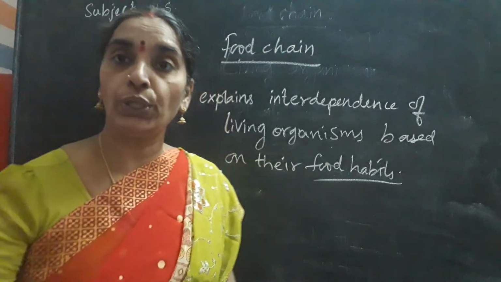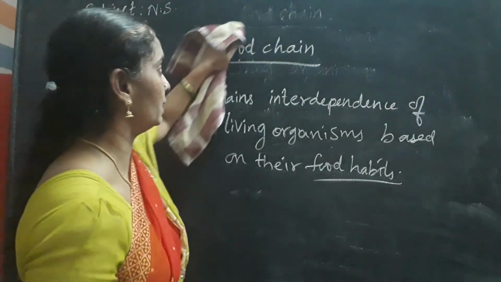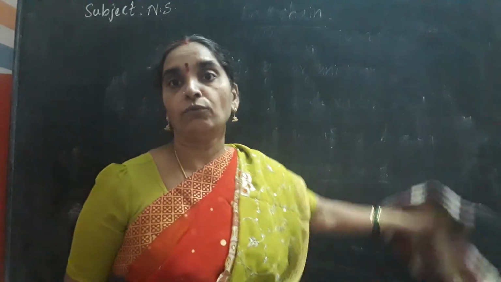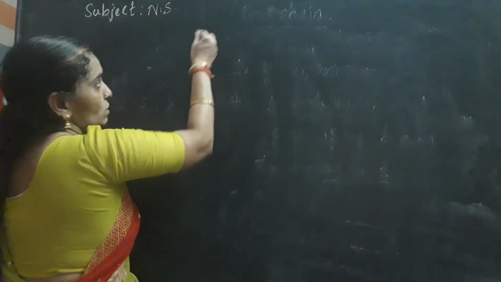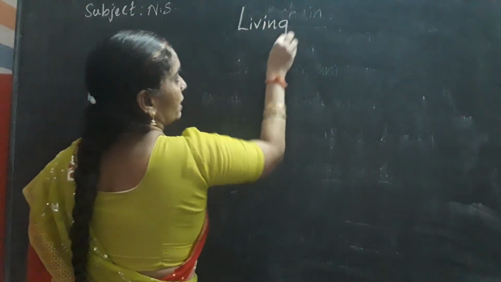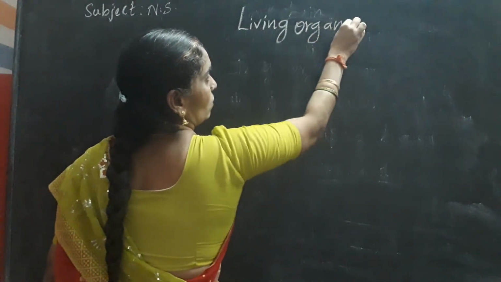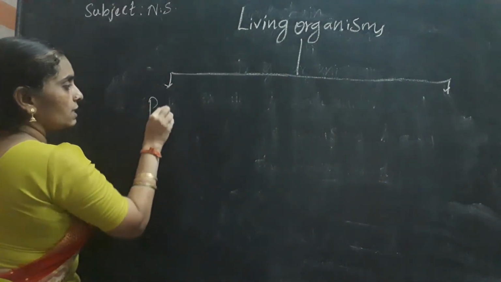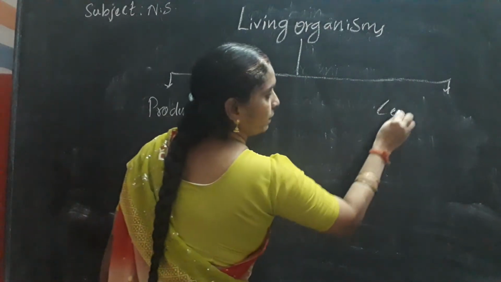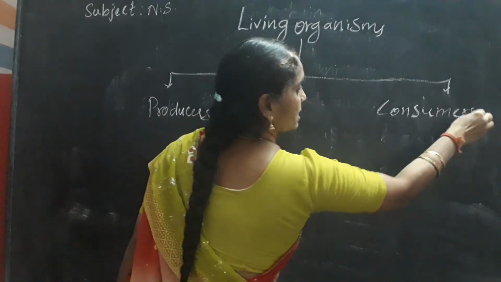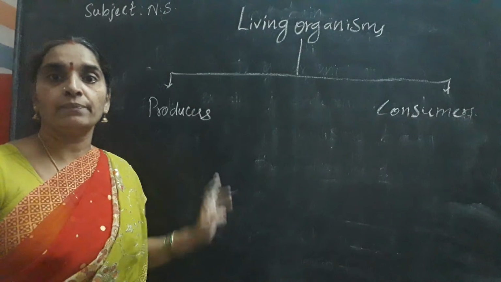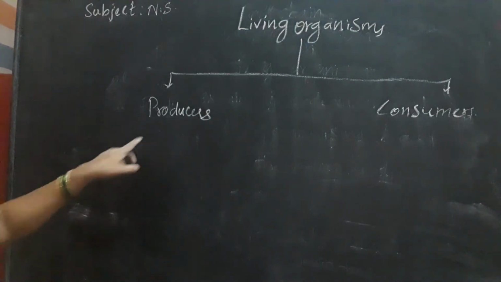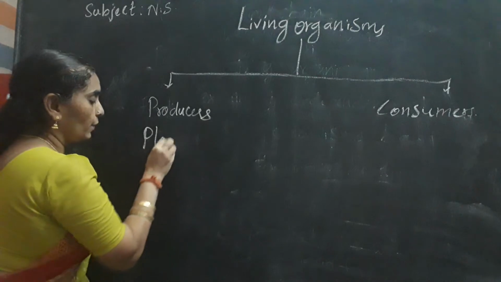First you should know what plants and animals are. We can say that plants are producers and animals are consumers. All the living organisms are classified into producers and consumers. See here, children, living organisms are classified into producers and consumers. Producers are plants.